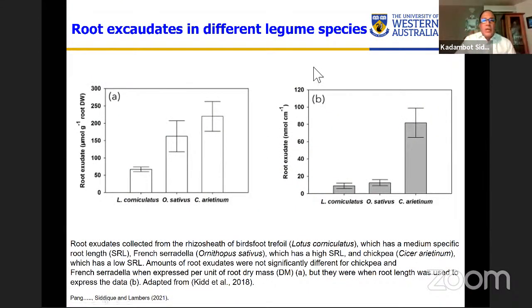Here is an example of root exudate in different legume species. This is bird's foot trefoil, Lotus corniculatus. Then this is French serradella, Ornithopus sativus, and of course your chickpea here. You can clearly see that in the case of chickpea, most of the root exudate, although not different in this graph when you express it on a dry matter basis. But if I express it on a length basis, that is per unit length, then you can see that chickpea is producing an enormous amount of root exudates compared with the other two species.